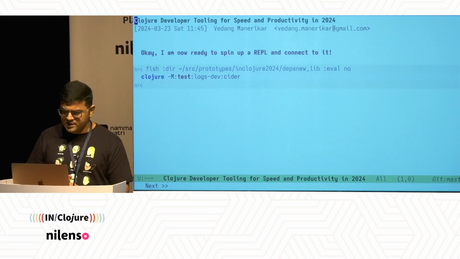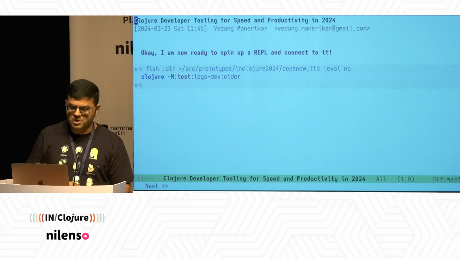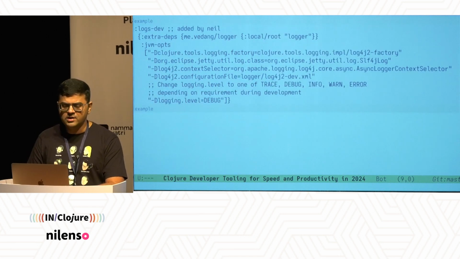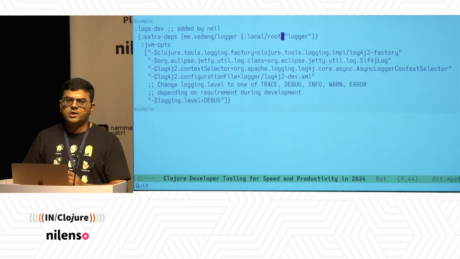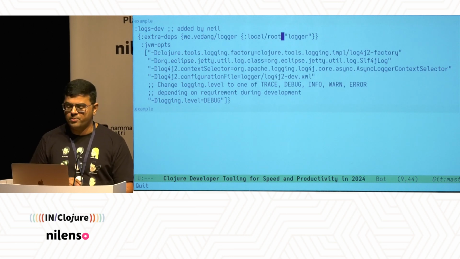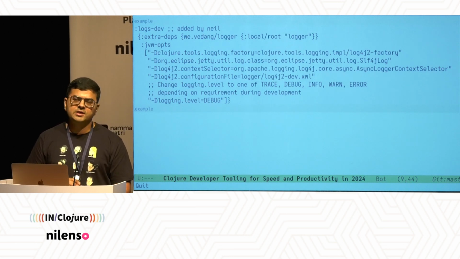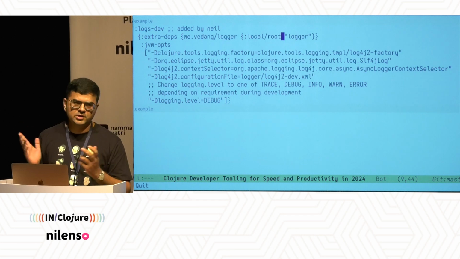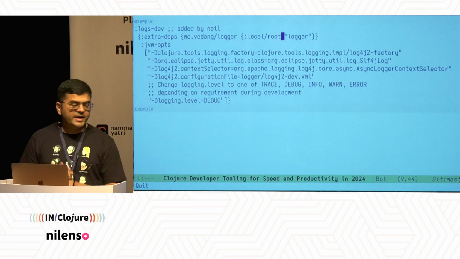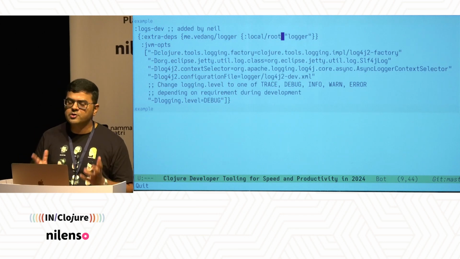This logs-dev is a new alias, and I've put it in here purposefully because I want to show you the next bit. So again, I use neil to add my logging alias, which adds this particular thing out below that you can see. Here I want you to pay attention to this local root thing, right? What deps.edn provides are two new ways of using libraries apart from Maven. One is local root and another is directly from Git, from some Git URL, SHA and tag. These things can be done in Leiningen also, I know, but it's native to deps.edn and it's really grown on me as a way of working.